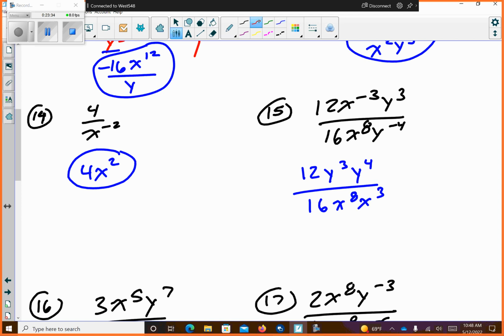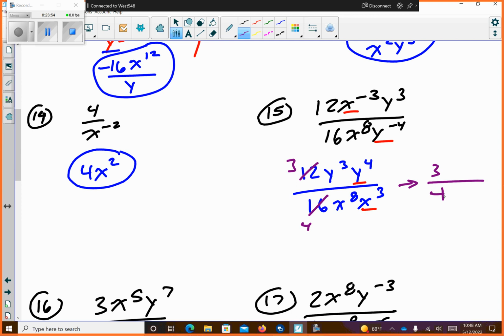Okay, so the things that moved, this moved and this moved. This came down here. This came up here. Okay, it's no longer tug of war, so what we want to do is let's go ahead and reduce. 4 goes into 12 3 times. 4 goes into 16 4 times. So I get 3 over 4.